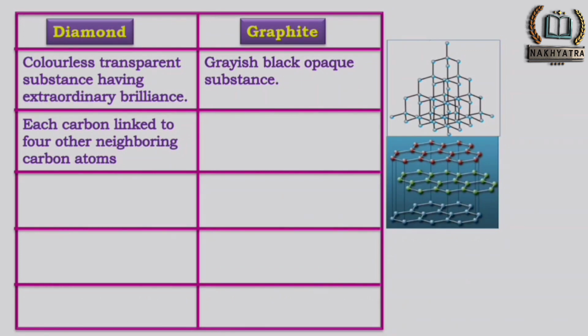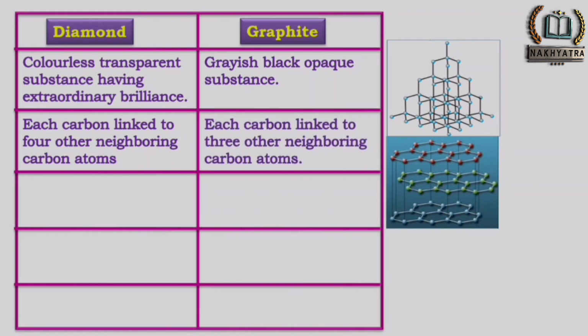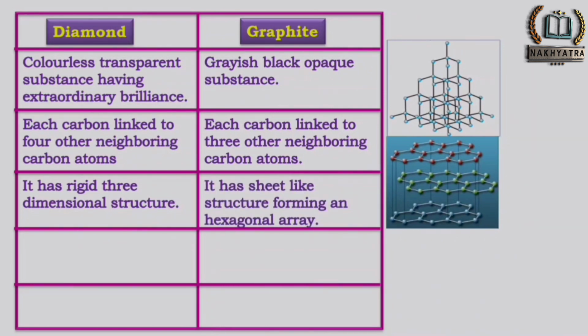Second characteristic for diamond is carbon linked to 4 other neighboring carbon atoms. Each carbon atom is linked with 4 other neighboring carbon atoms. But in graphite, each carbon is linked to 3 other neighboring carbon atoms. Diamond has a rigid 3-dimensional structure. In graphite, it has a sheet-like structure forming a hexagonal array. It looks like a sheet.